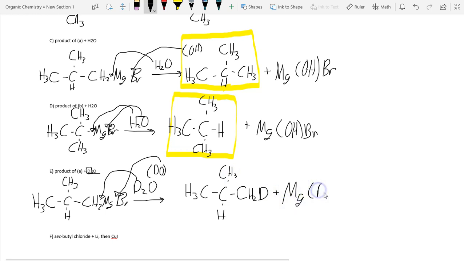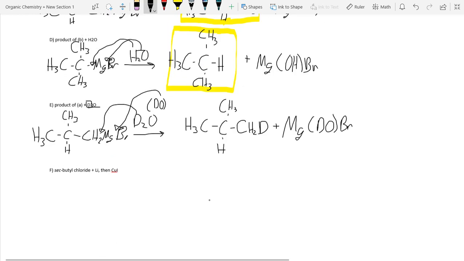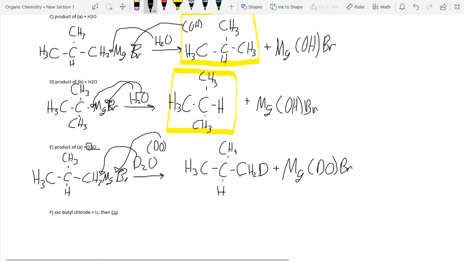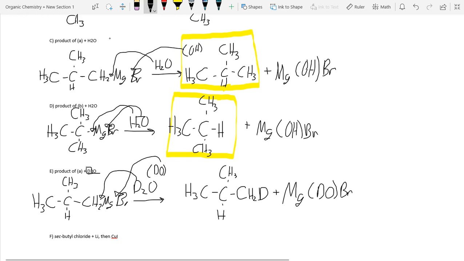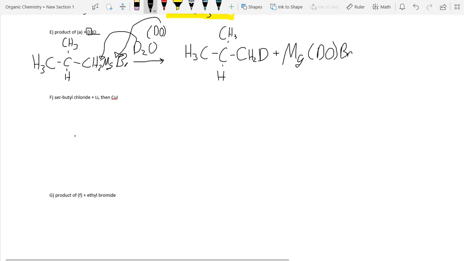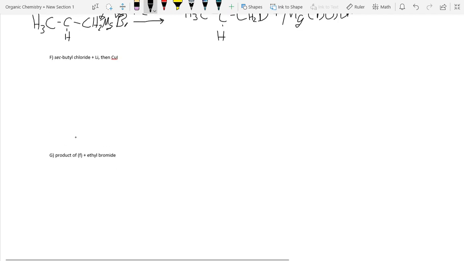And this bonds with magnesium bromide. And that's it. So it's the same thing really as DSC. It's just you're using heavy water. Alright, so F and G.